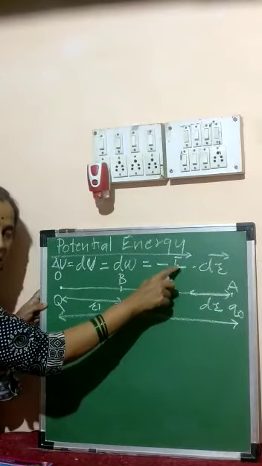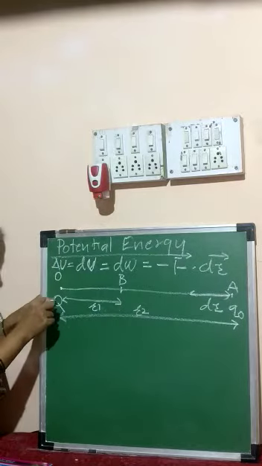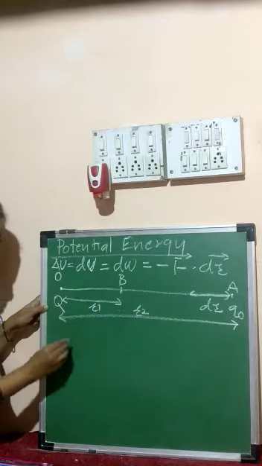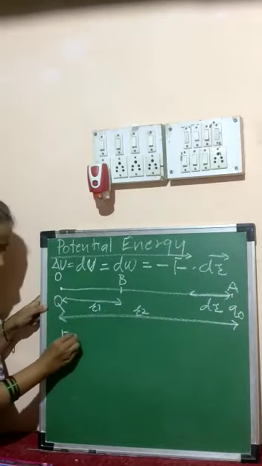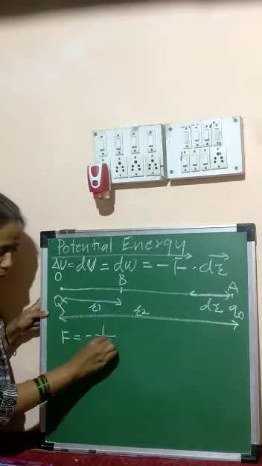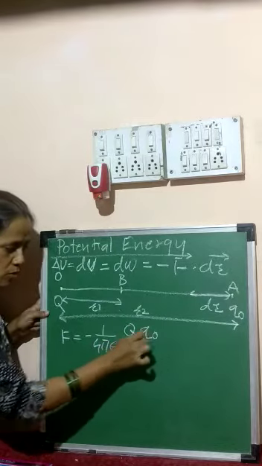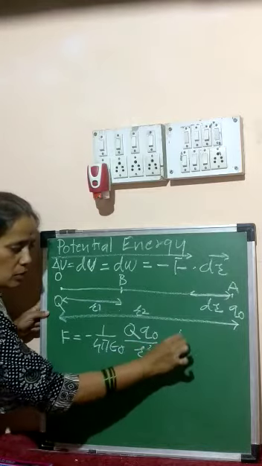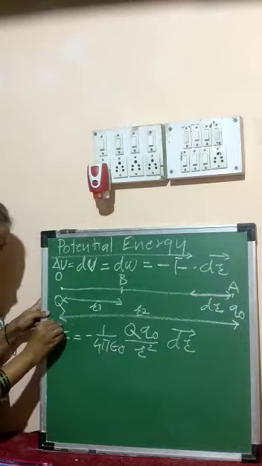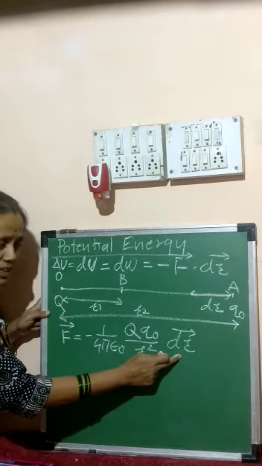What is this F? F is nothing but the Coulomb force between the test charge Q0 and the source charge Q. According to Coulomb's law, the force is equal to minus 1 upon 4 pi epsilon naught into Q Q0 upon R square. This dr is nothing but the displacement vector. Since F is a vector, I have written dr here as a vector displacement.